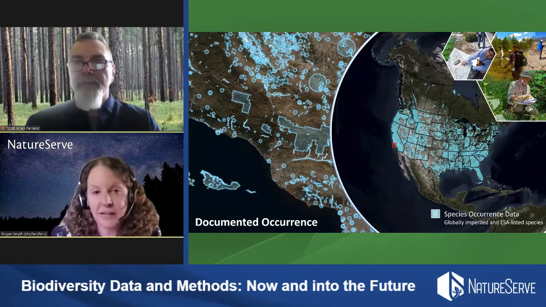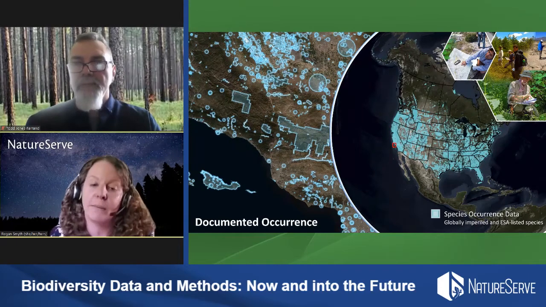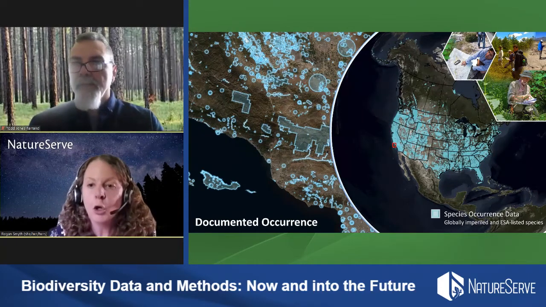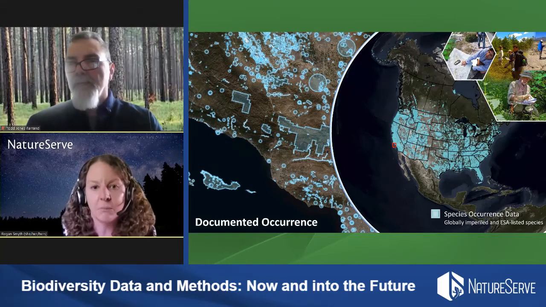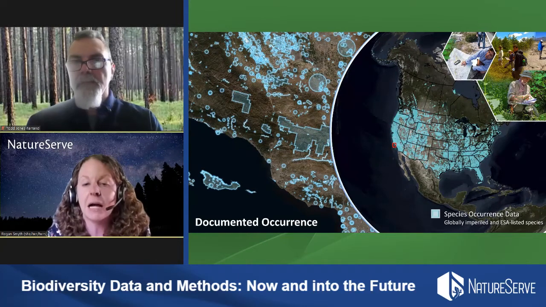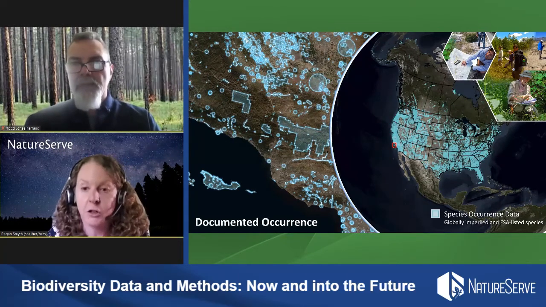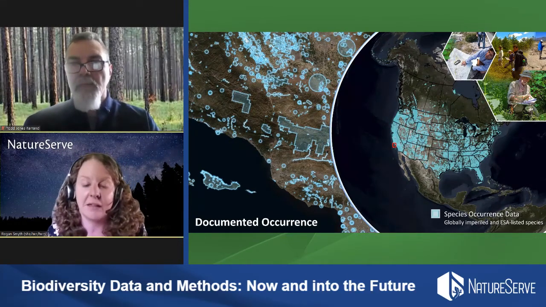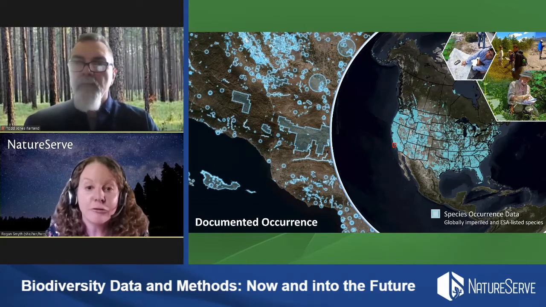And this map represents the collective effort of program managers across our network who work together to overcome programmatic barriers so that this data can be shared freely and really come together into this multi-jurisdictional picture of what's out there in the natural world. And this really matters.